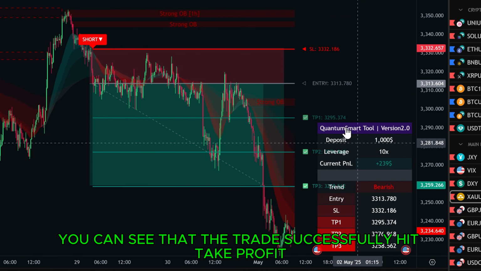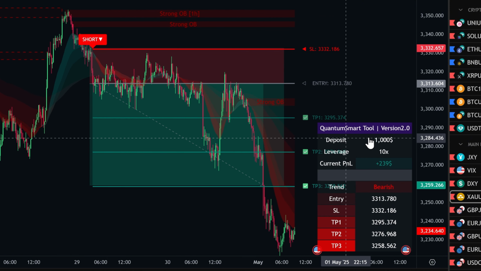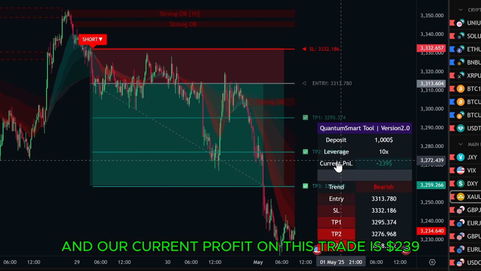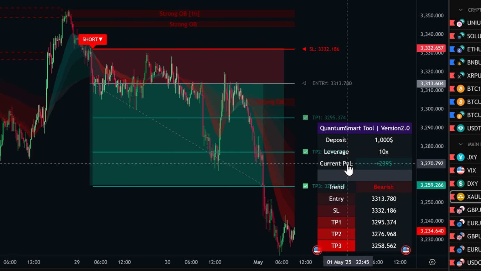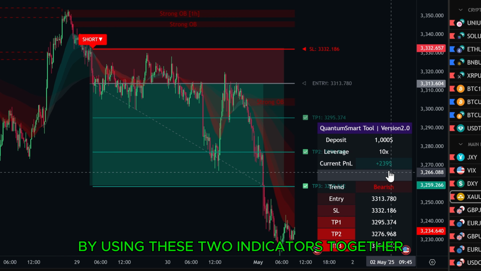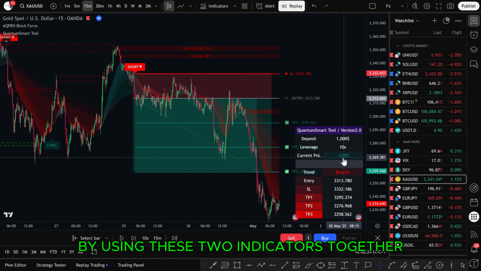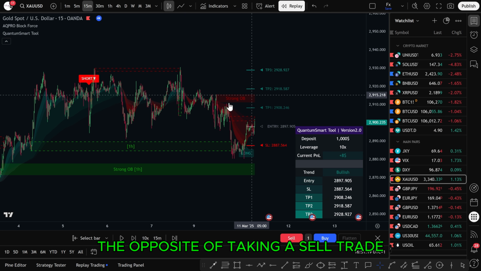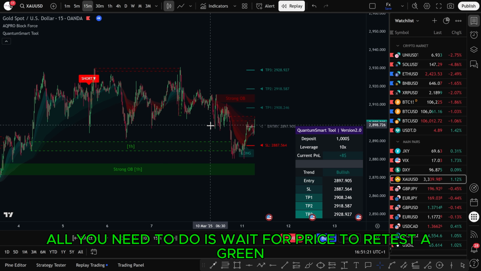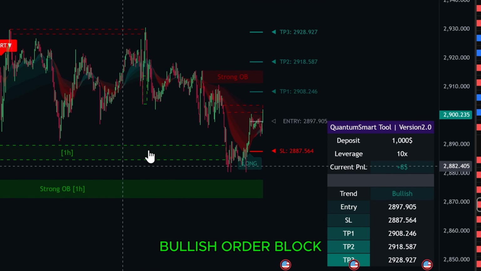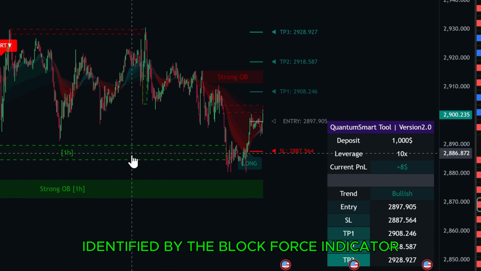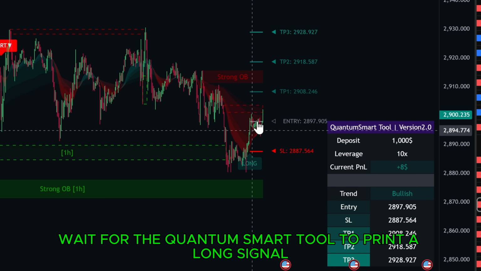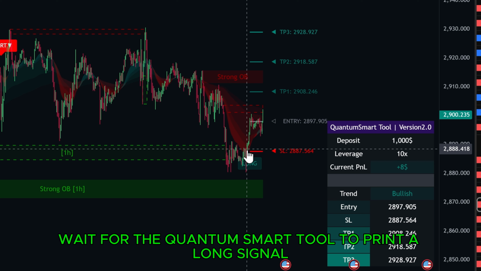You can see that the trade successfully hit take profit. Our initial deposit was $1,000, and our current profit on this trade is $239. So this trade turned out to be successful by using these two indicators together. Taking a buy trade is obviously the opposite of taking a sell trade. All you need to do is wait for price to retest a green bullish order block identified by the block force indicator. Let price bounce off that level, then wait for the Quantum Smart tool to print a long signal.